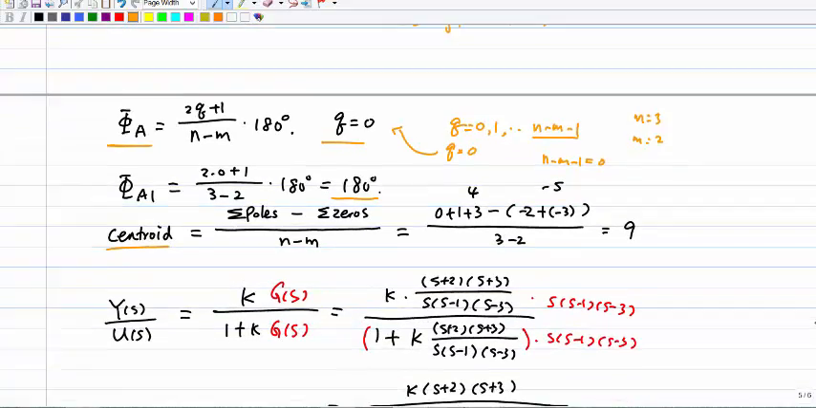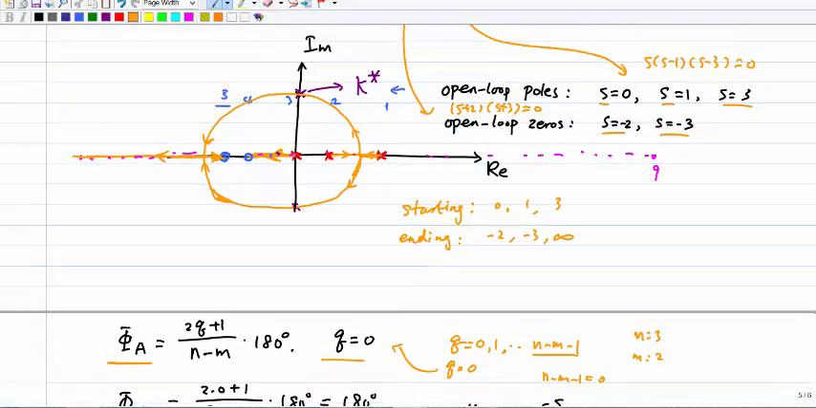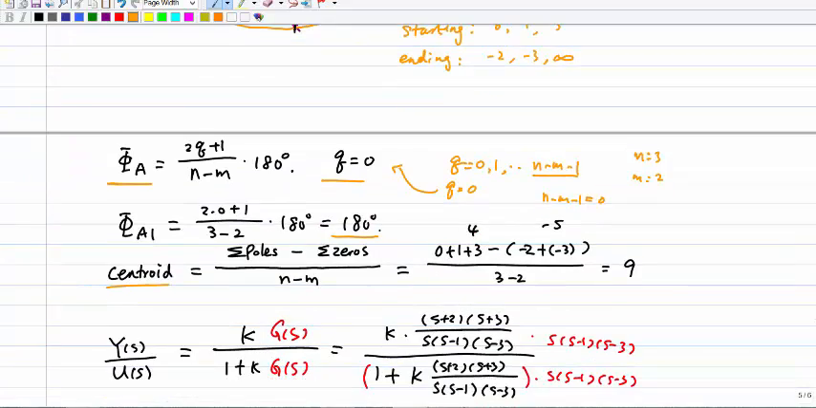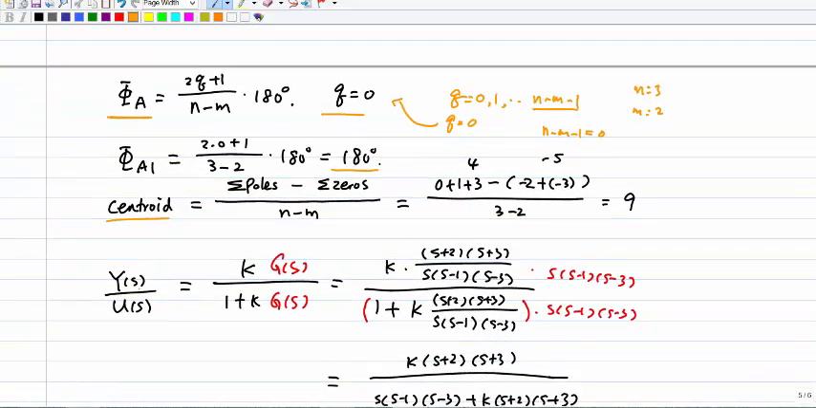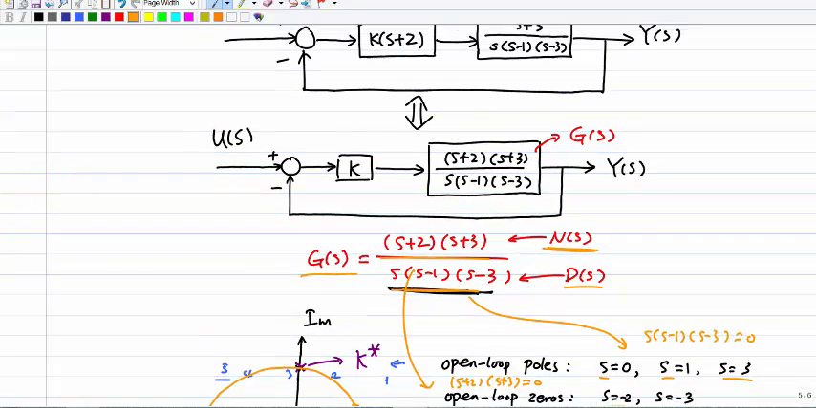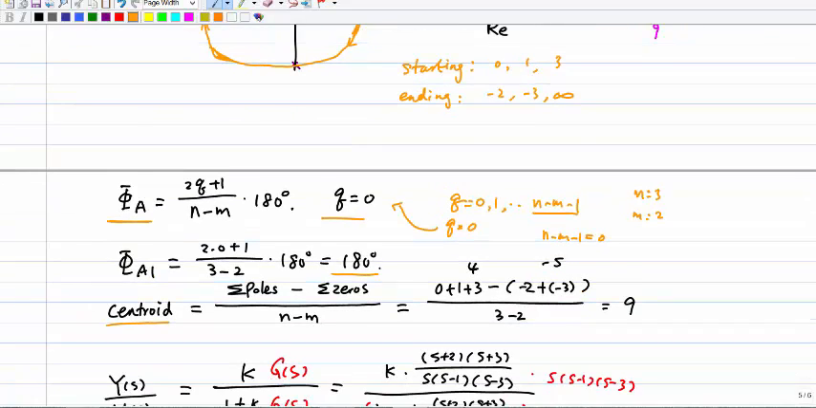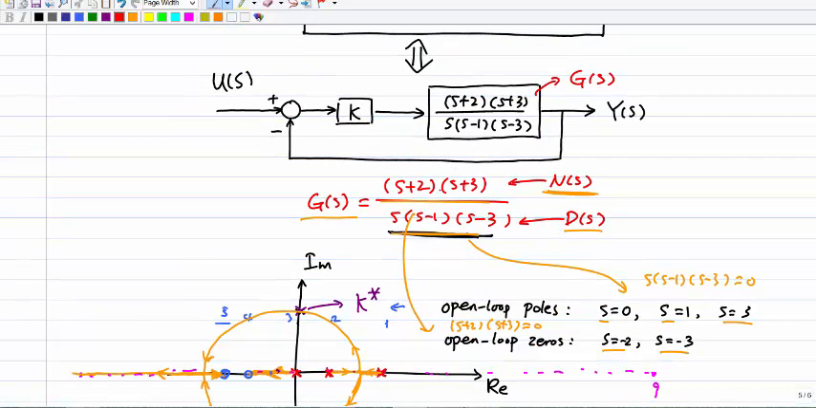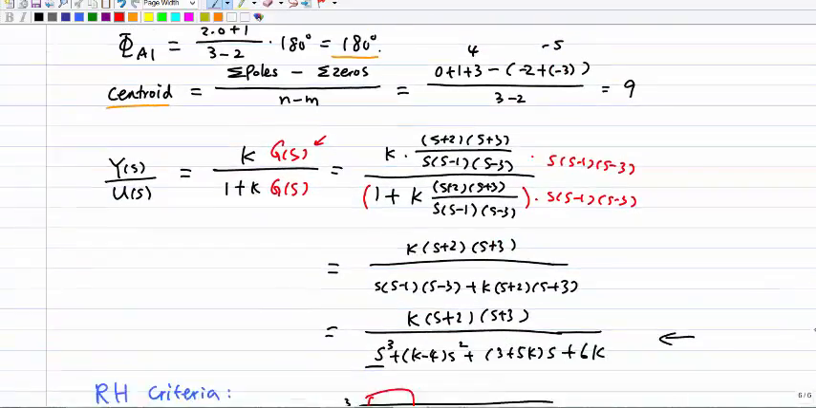Okay, so to determine the range of k such that the system is stable, we have to compute the closed loop transfer function with the unknown parameter k over here, right? So this is the transfer function Y(s) over U(s) given this form. It is k times G(s) divided by 1 plus k times G(s). Remember here, G(s) is a new one. This is a new form I use over here. Now do not use the previous one.